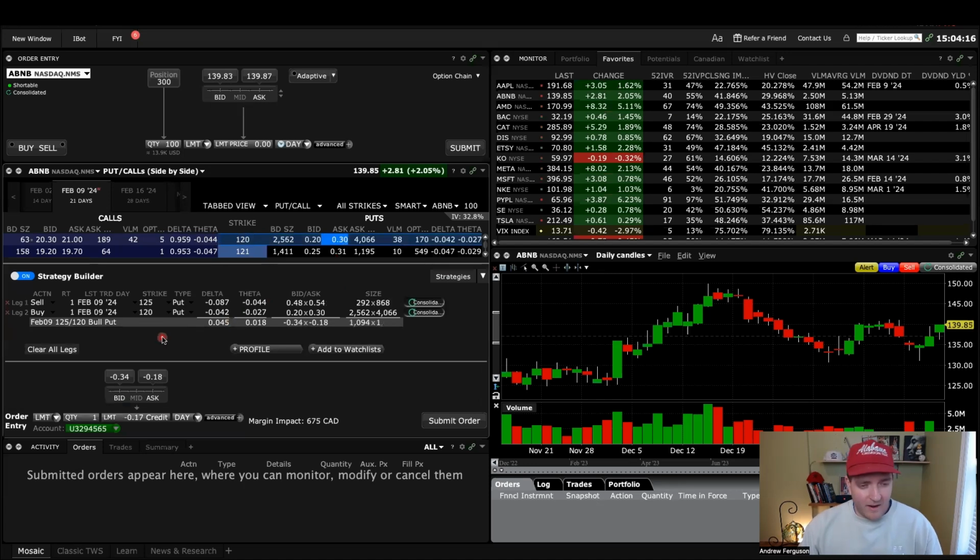We've got our bull put credit spread right now and we'd be making roughly 26 bucks. I mean, is that enough for the margin impact that we're going to have and enough for the risk that we're taking on? Probably not in this scenario.